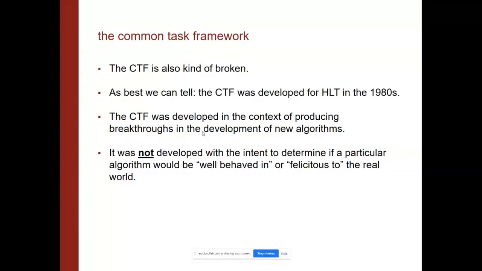And it was not developed to deploy these algorithms in the wild. So these were just to overcome these engineering challenges, and any kind of deployment was still decades away. So they weren't really worried about thinking about how these algorithms should interact on real data in real time. That was a long time away.